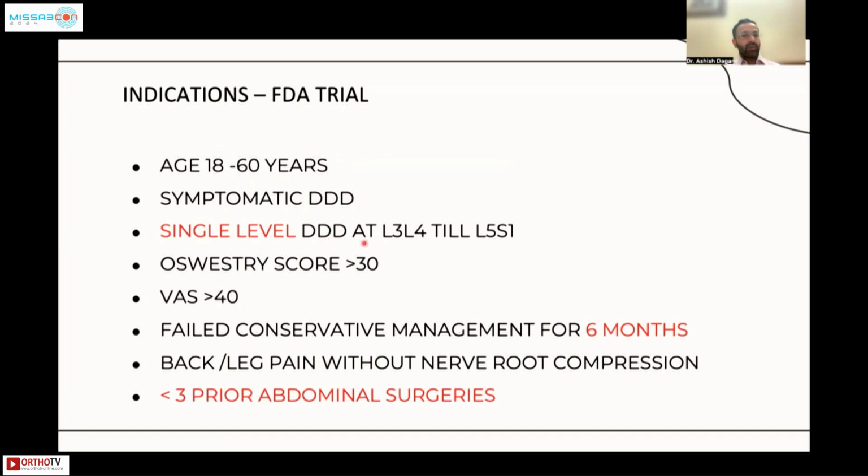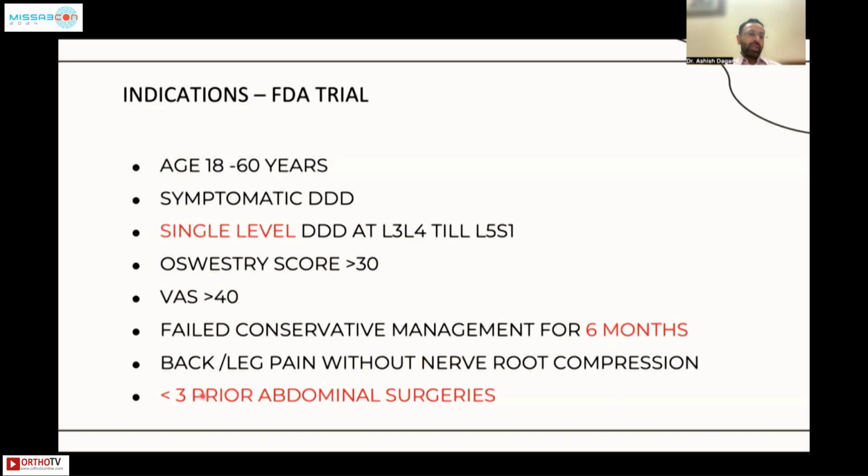This single level might range from L3, L4 till L5, S1. Patient should have an Oswestry score of more or equal to 30, VAS score 40 or more out of 100, and there should have been a chance of conservative management given to the patient for around 6 months. There should not be a significant nerve root compression causing radiculopathy.